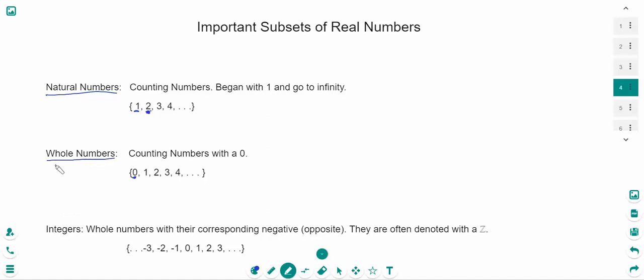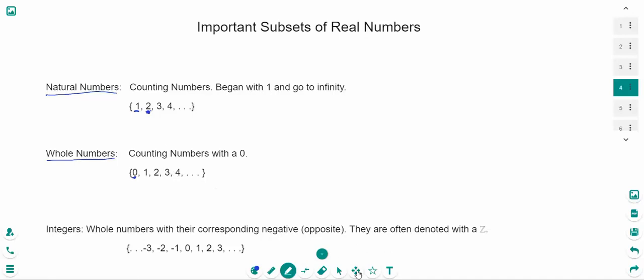Okay, so we have the whole numbers next. And the whole numbers are exactly the same thing as the natural numbers or the counting numbers, except there's an additional member in the set, and that member is 0. Okay, so now we have 0, 1, 2, 3, 4, and so forth.